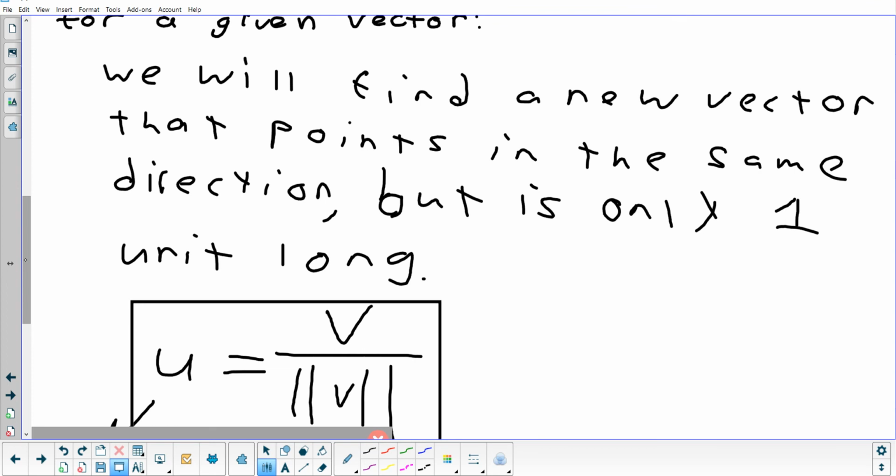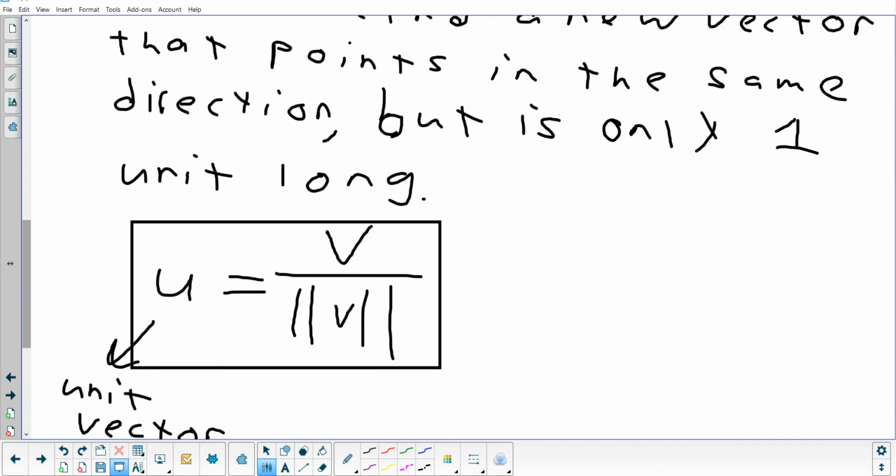Right, so this kind of problem generally has 2 steps. Step 1 is to find the magnitude, and then step 2 is to divide everything by it. And that will force your vector to be 1 unit long, but it won't change the direction. Question on that idea?